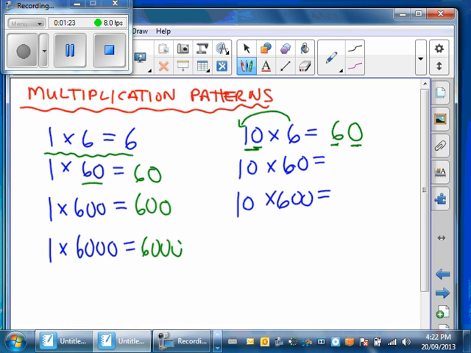Well, let's see if the exact same principle applies here. This is 10 times 60. Well, if we do this, we go 6 times 1 is 6, and then we simply count the zeros, 1, 2. Our total is 600. And we can do the same thing here. 6 times 1 is 6, and then we just need to count the zeros, 1, 2, 3.